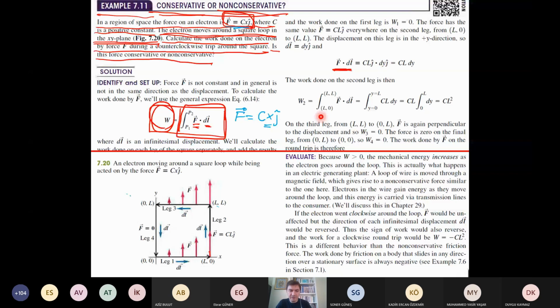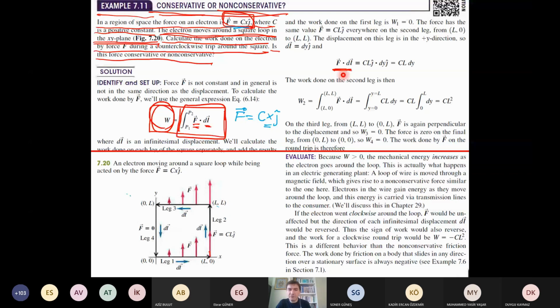Initial position is X is L, Y is 0, and this is the final position. Both X and Y are equal to L here. So these are the integral limits from L0 to LL, FDL. I have already calculated FDL. Put this FDL here. And the integral over y.